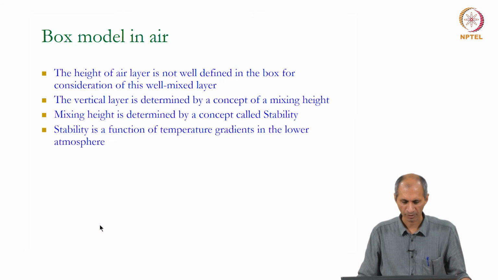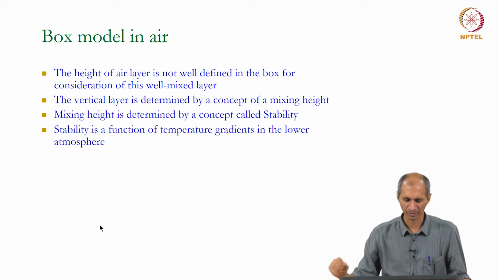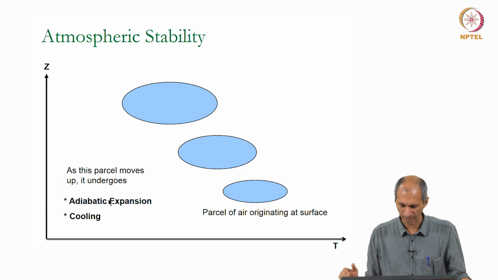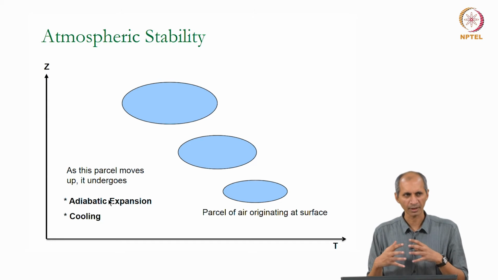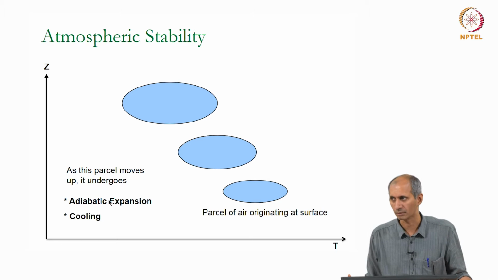Okay. So, the specific problem for air is that the height is not very well defined. So, we look at what is called the mixing height, and mixing height depends on this concept called stability, and the stability is a function of temperature in the lower atmosphere. Stability is the behavior of an air parcel when it originates somewhere near the earth's surface and then travels upwards, and then what happens to it.